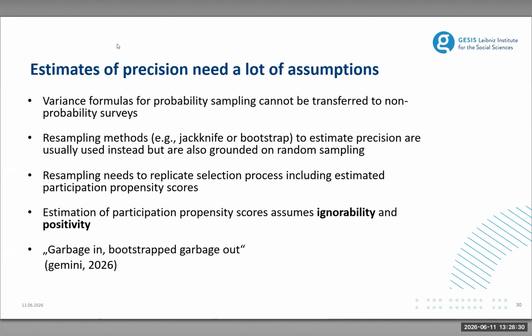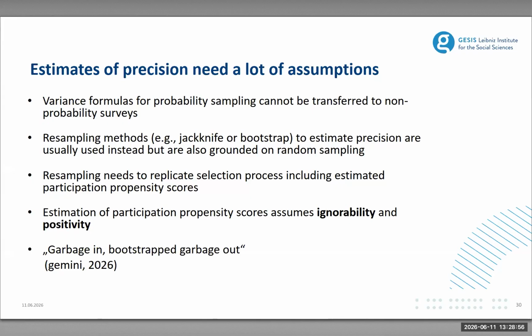Also, there's no clear definition of the estimation of precision of statistics we get from these surveys. So the variance formulas that we know, they are all developed for probability surveys, for probability sampling, and they cannot be transferred to non-probability surveys, so they're just not correct.